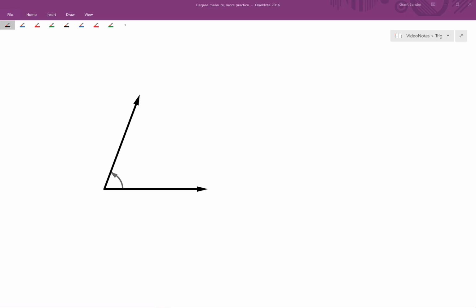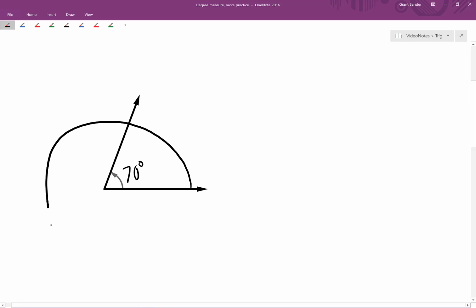In this video, we'll look at what it means for an angle to have a measure of 70 degrees. So suppose this angle I have shown here has a measure of 70 degrees. To make sense of this measurement, what we're going to do is center a circle at the vertex of the angle. So I'm going to do my best to draw a circle centered at the vertex of the angle. Not a great circle, but pretend like it's a circle.